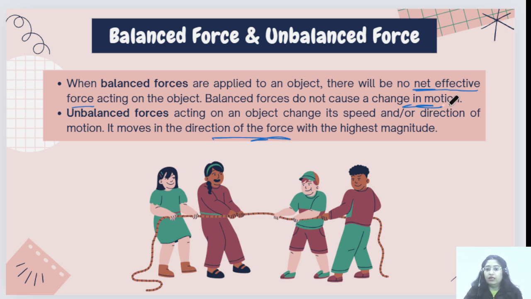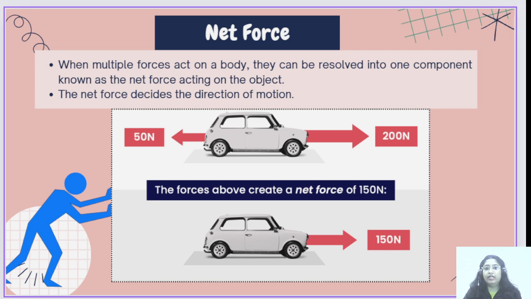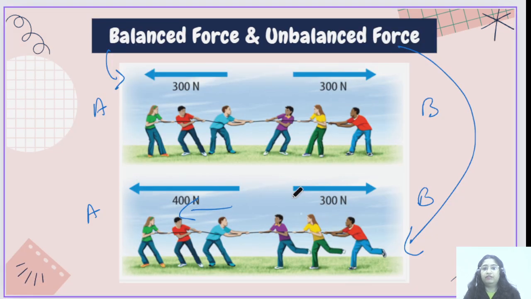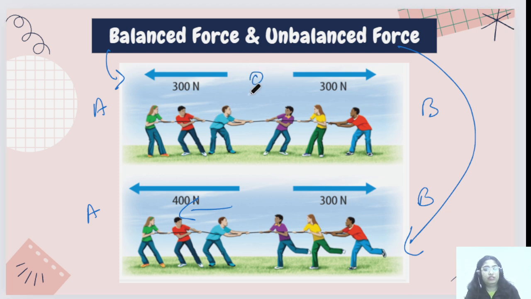Okay, now here comes a term called net effective force. What do you understand by net effective force? Basically, when multiple forces are applied on a body, they can be resolved into one component known as the net force acting on the body. For example, in this picture, if we say 300 Newton towards the A side, 300 Newton towards the B side, the net force will be 0. That's why this is balanced. That's why it's not moving.